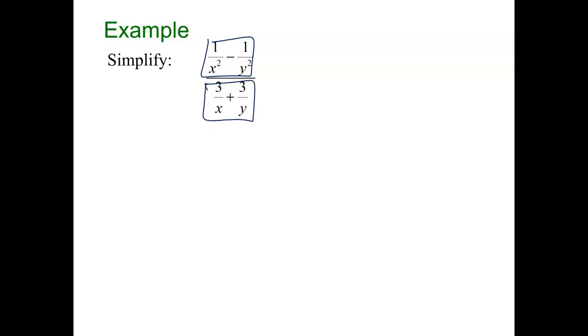So how do I add or subtract two fractions? Same denominator. So if I look at x squared and y squared, what's my least common denominator going to be? X squared, y squared. So how do I turn 1 over x squared into a fraction with that denominator? Multiply by y squared over y squared. What about the other fraction? X squared, because that's what's missing, right? Okay. What about for my denominator?